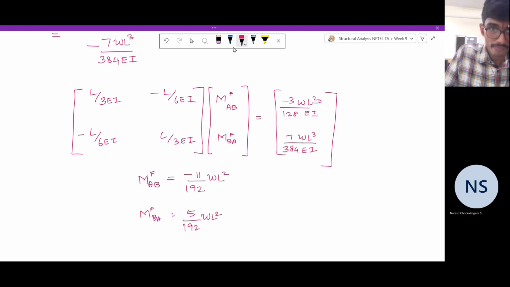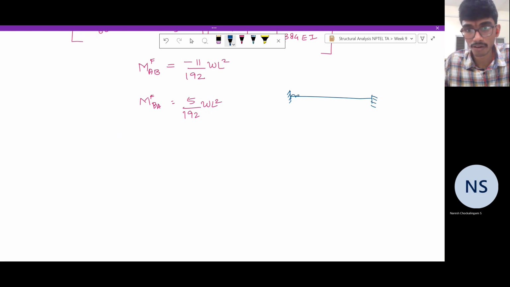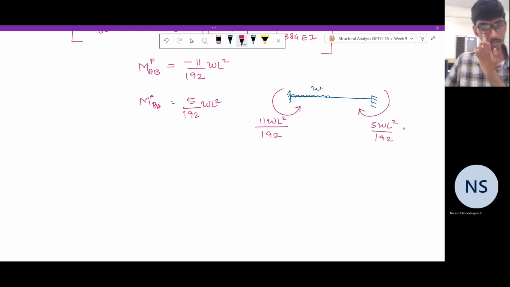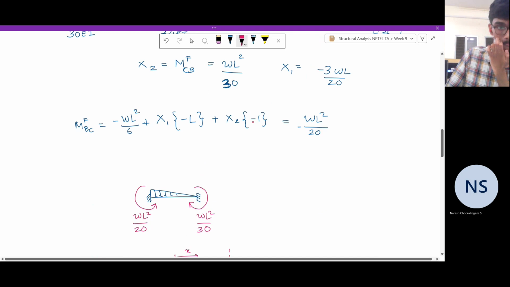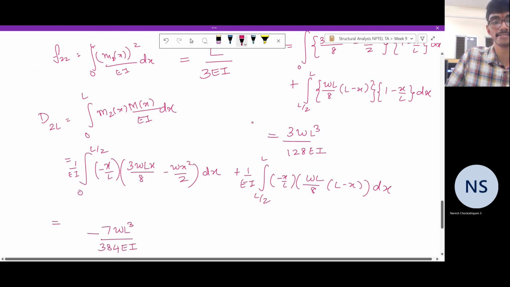So it's like this. We have a fixed beam with half of the span loaded by a uniform load of intensity W, and it generates fixed end moments. So minus means it is hogging, this counterclockwise, 11 WL squared by 192. And this side you have 5 WL squared by 192. So that is done. So this is the case 3 that we have looked at.